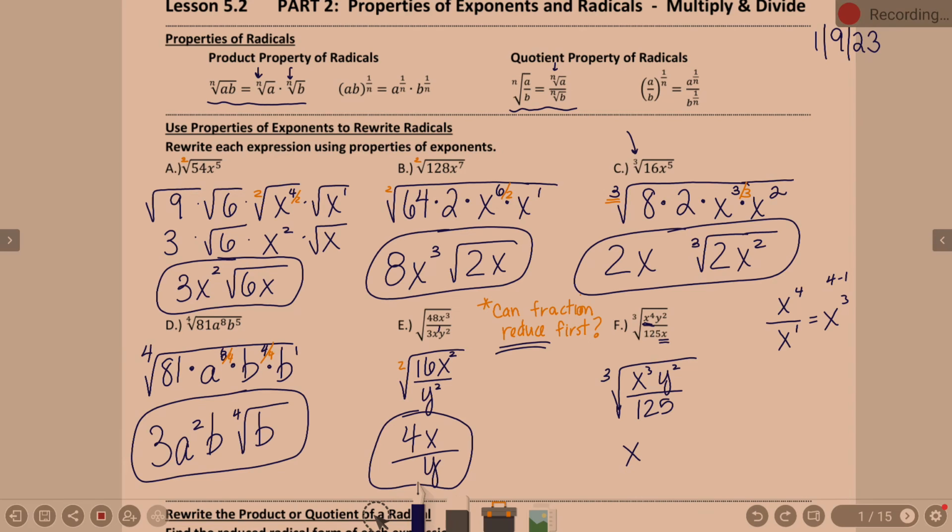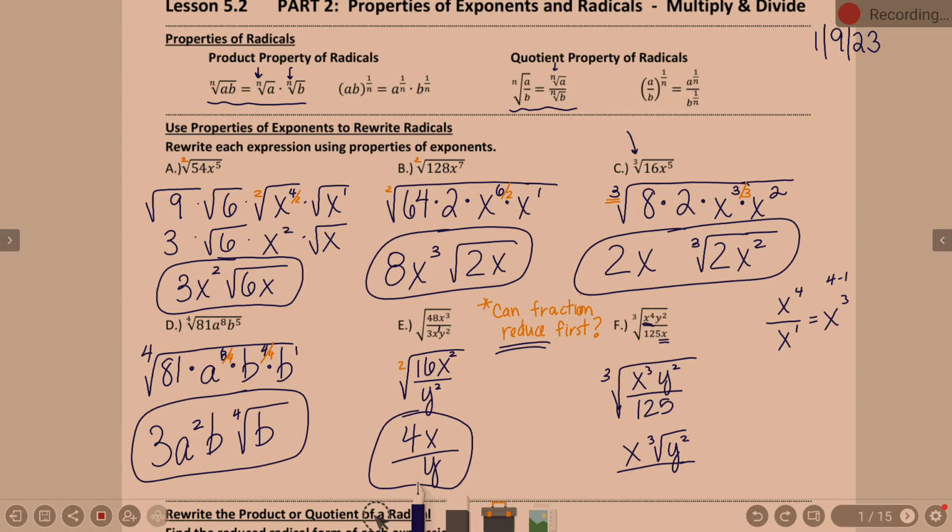Can I take the cube root of y squared? No. 2 does not divide by 3, and it's already smaller than 3. So we're just going to leave that as the cube root of y squared. You can do 125 though. Yeah, it's 5. Can we do the cube root of 125?